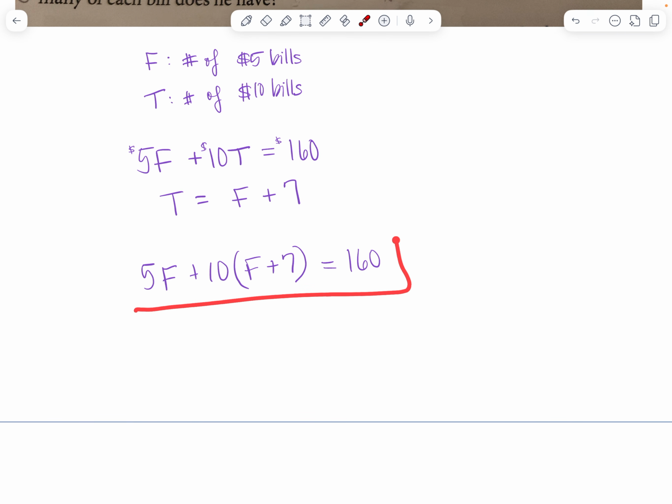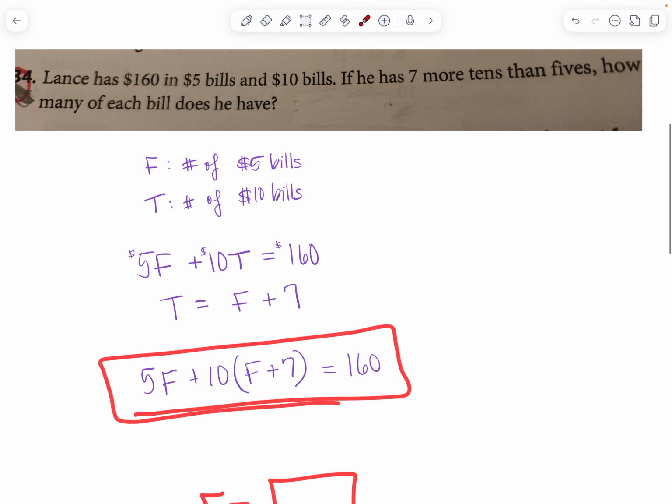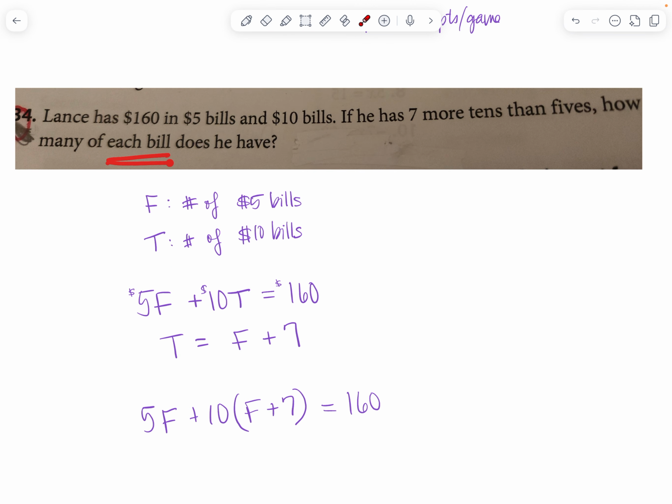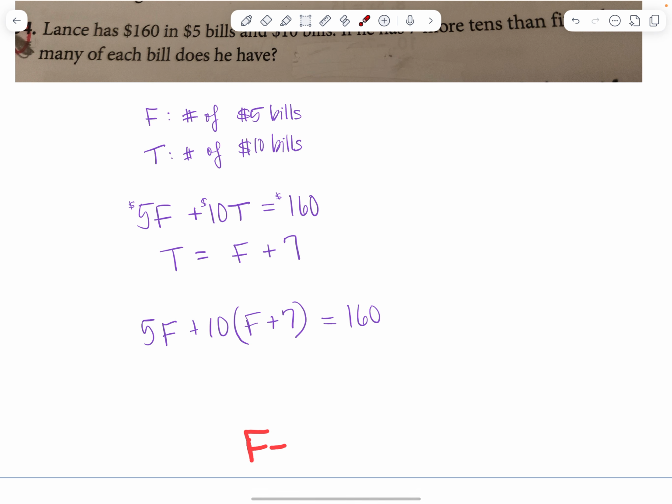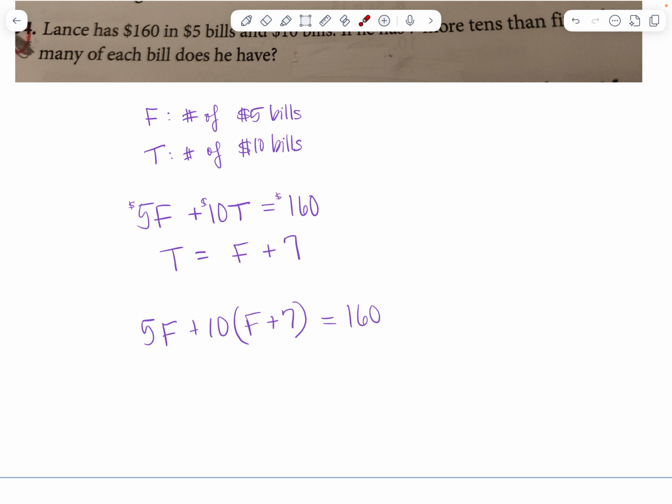Now, when you solve it, you're going to figure out what F equals. You're going to have a number here, and that's going to tell you what F equals. But since the question says how many of each bill does he have, once you know what your F is, whatever that is, then you're going to want to come back up here and figure out, okay, if I know what F is, I need to add 7 to it to get my T value. Hopefully that helps. Let me know.